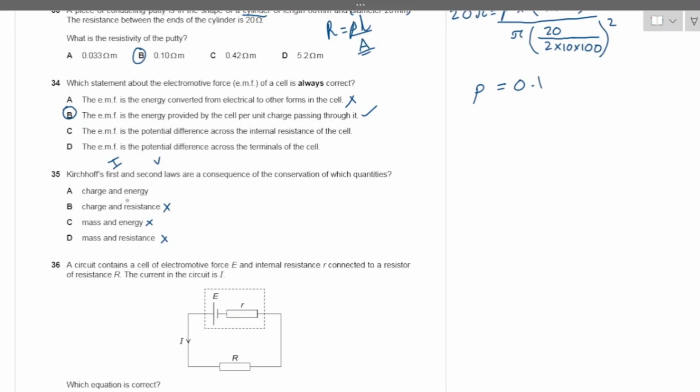That is basically what the second law is concerned with, that the PD in a loop would be equal to the EMF, or the product of the resistances and the currents would be equal to the total PD. So it's not concerned with the resistance, but rather with the potential difference, or the energy which is distributed between each component. So obviously it's energy, and for the current it is charge. So option A is correct.